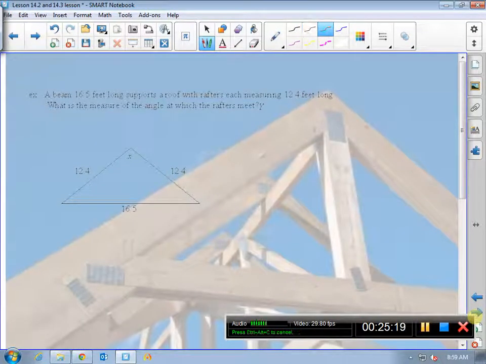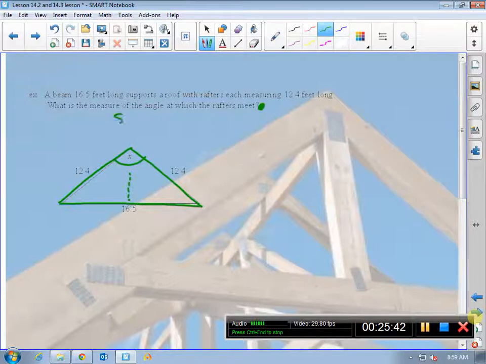A beam 16.5 feet long supports a roof with rafters each measuring 12.4 feet. What is the measure of the angle at which the rafters meet? That's nothing. So we're looking for this angle. It's across from this side. It's a side problem, so we're going to use the law of cosines.